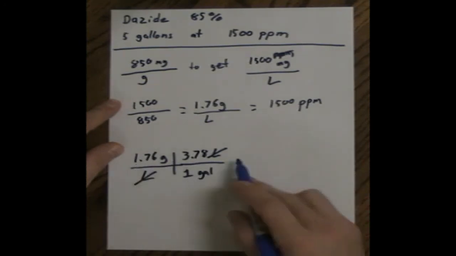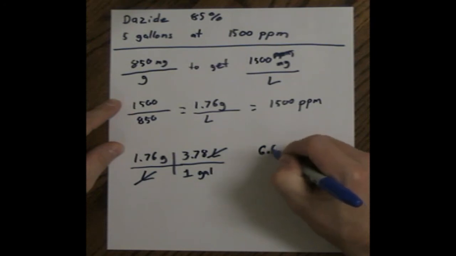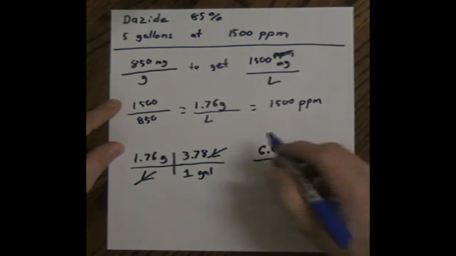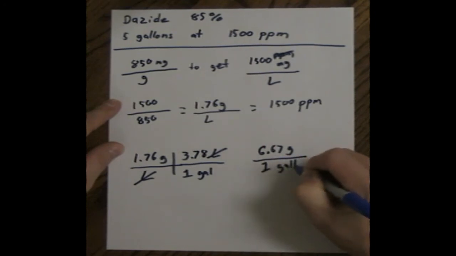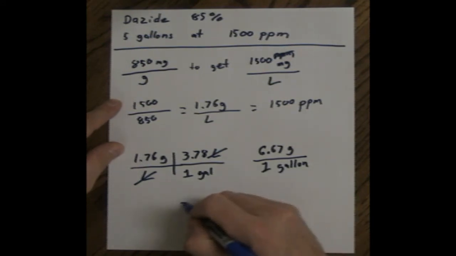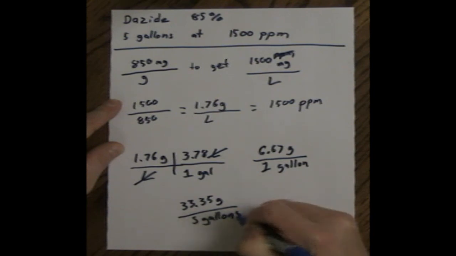We multiply across the top, divide by the bottom, and we get 6.67 grams of Dazide per 1 gallon of water. And we want 5 gallons, so we multiply that by 5, and we come out with 33.35 grams per 5 gallons of water.